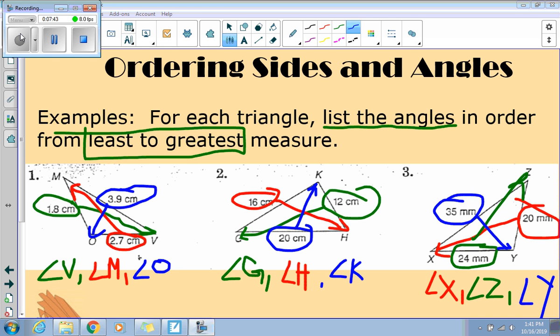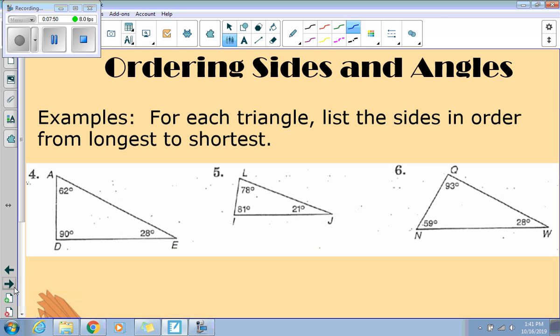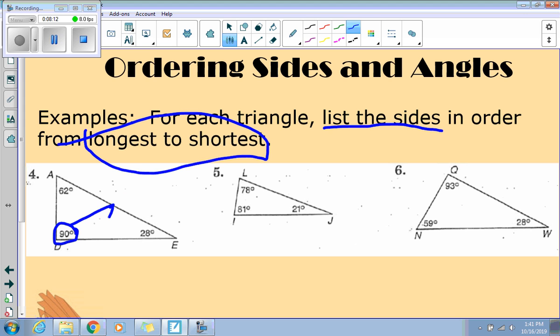Okay, so hopefully you got your answer to match the answer that I got up there. All right, so let's look at what we do when we have to order the sides when we're given the angles. So again, we're listing the sides from longest to shortest here. I'm going to look for my biggest angle. My biggest angle here is 90. If I cover up the 90, the two letters that are left are A and E. So that is going to be my largest side. So I write AE with a line above it.